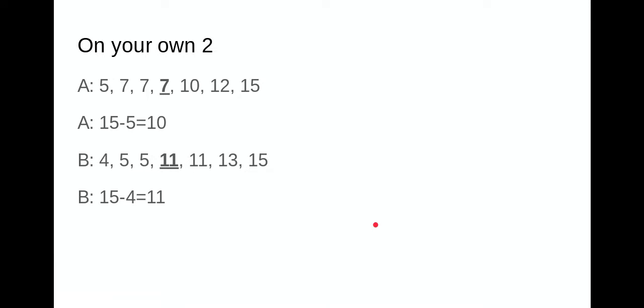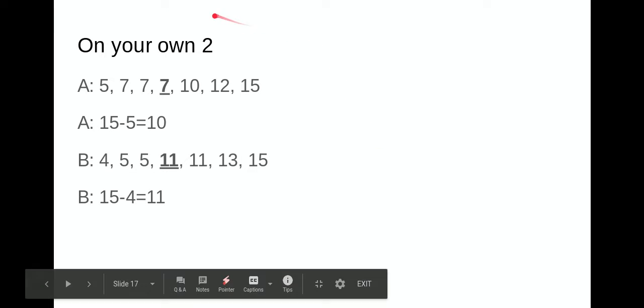So for on your own two, this is what I would have done first on my paper. Take shelter A's data, put it in order, and find the middle, find the median, which is this 7. So shelter A's median is 7.